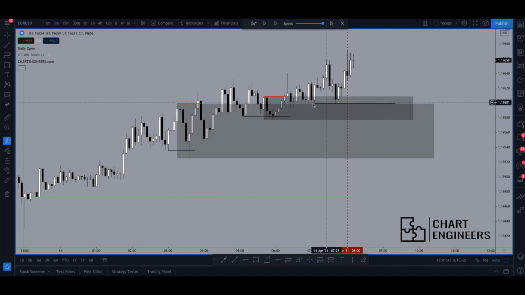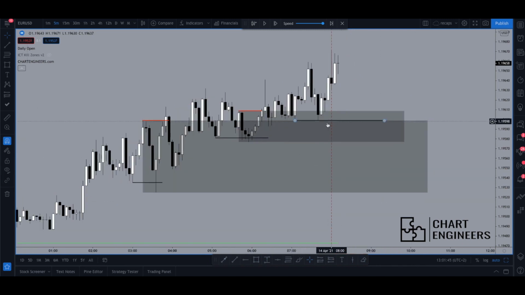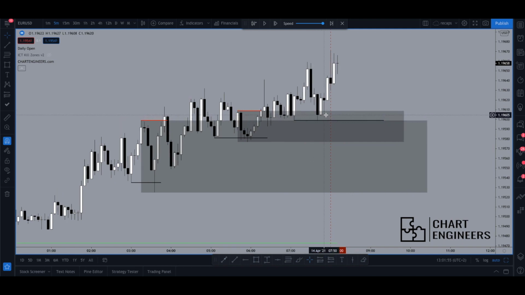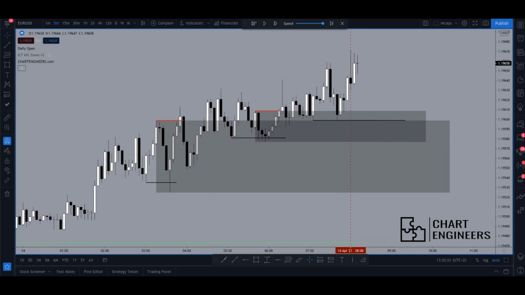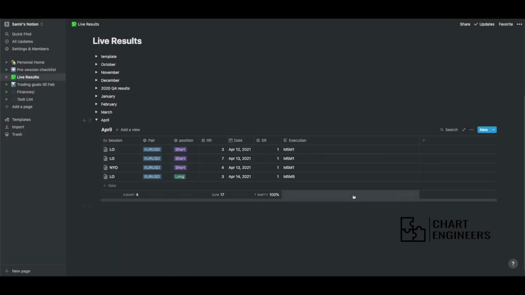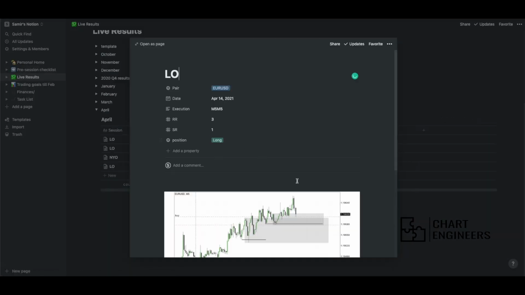So I have my limit there. I was kind of lucky because it could also just tap the M5 top of the breaker zone and push away, but I just wanted the M5 low because I could get my 3R much quicker, and it happened. So that was it for the market recap. So 4 trades. Here was the proof of the trade real quick.